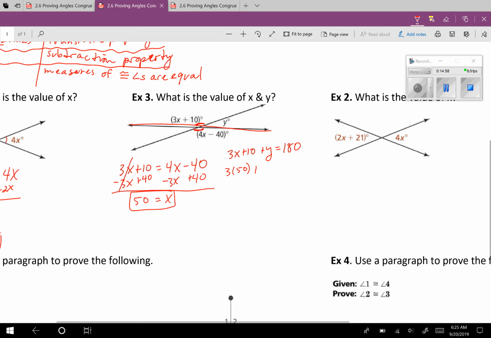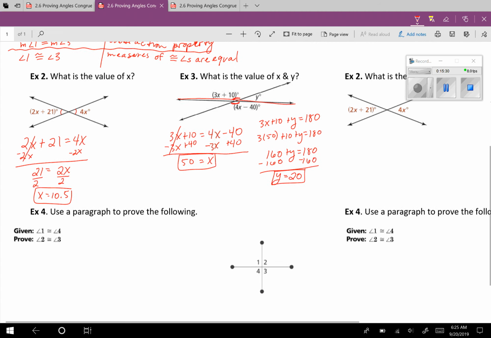So 3 times 50 plus 10 plus y equals 180. So we'll just simplify here. 3 times 50, that's 150, and then plus 10, so that's 160, plus y equals 180. Take off 160 from both sides. So y is 20. And there you go.